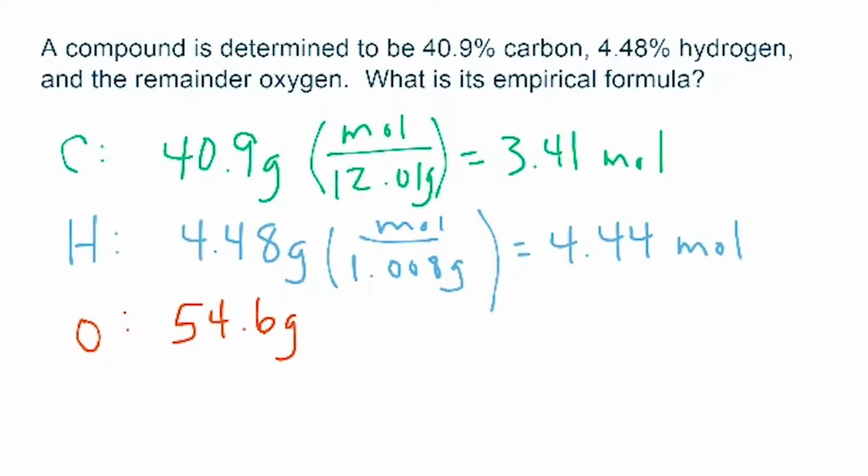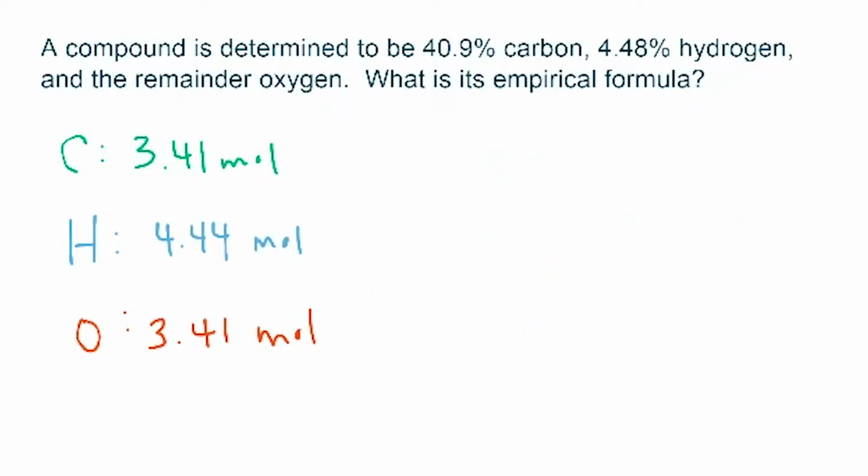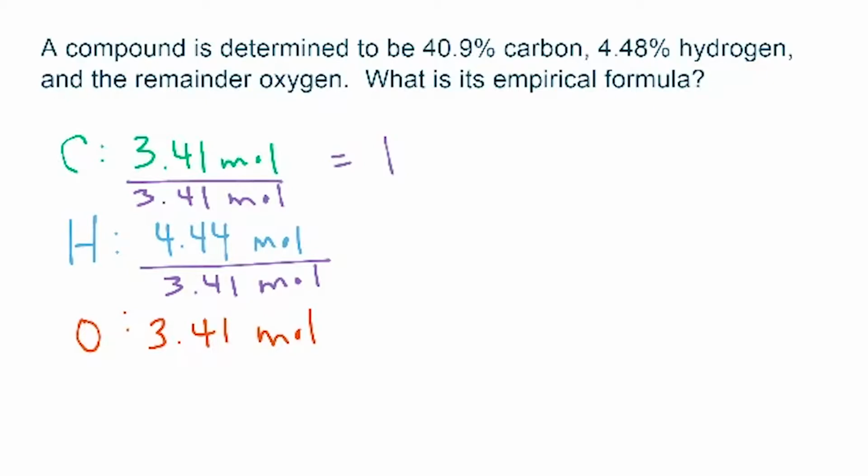And we use the molar mass of oxygen, 16.00 grams per mole, which gives us 3.41 moles of oxygen. We divide each of these numbers by the smallest number of the three, which is 3.41 moles. And when we do this, it gives us 1 mole of carbon, 1.3 moles of hydrogen, and 1 mole of oxygen.